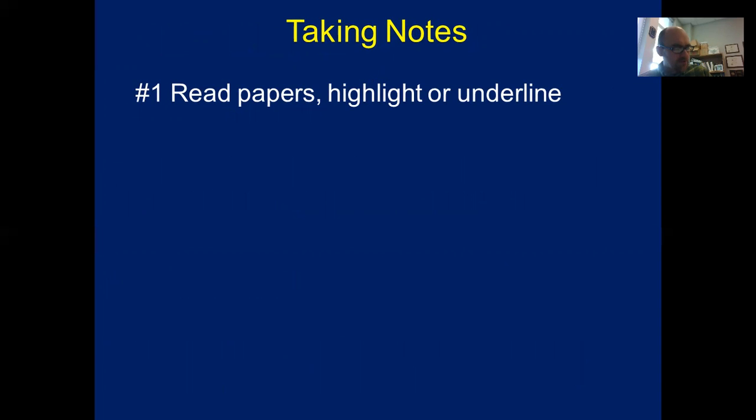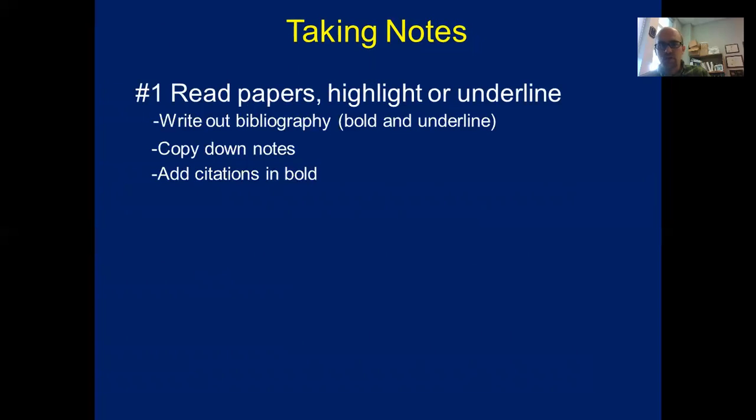Okay, so now we're going to talk a little bit about the note-taking process here. So you've got all the papers. What you do is you read all the papers, and then you can highlight them. You can underline the things that you want, whatever. There's essentially two methods that I'm going to talk about. The first method, you read the papers, you highlight or underline, and then you can write out the bibliography for each paper, and then copy down the notes, like in a Word document, add your citations in bold, and then add any annotations.